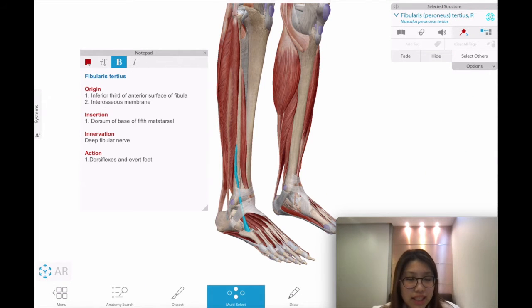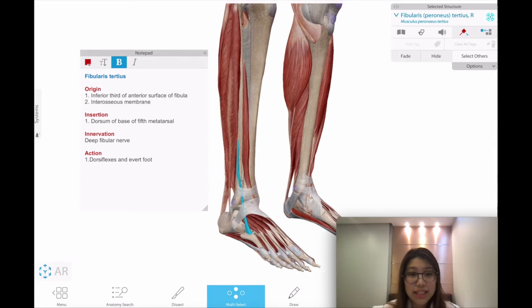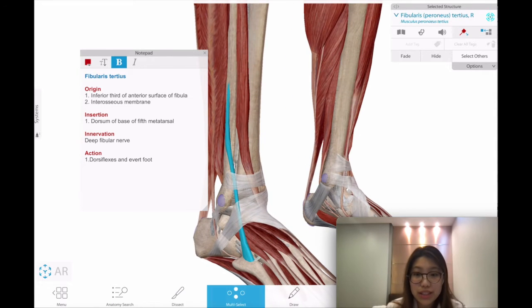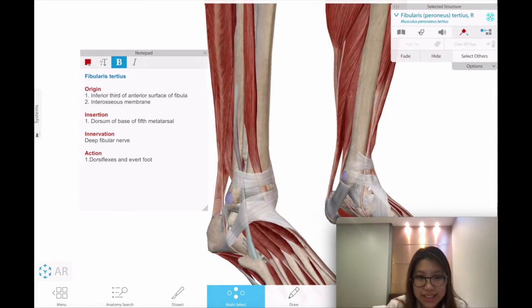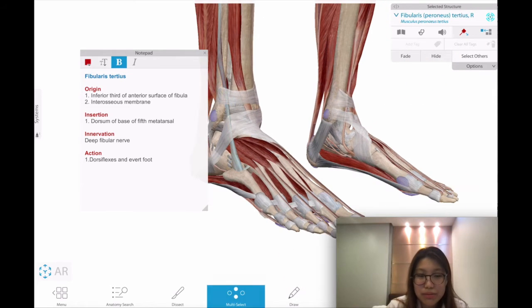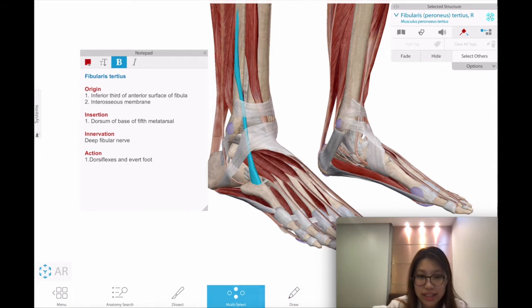So this is the fibularis tertius. It originates at the inferior third of the anterior surface of the fibula and also the interosseous membrane. It inserts at the dorsum of the base of the fifth metatarsal, as you can see. The innervation is the deep fibular nerve, and the action is to dorsiflex and evert the foot.